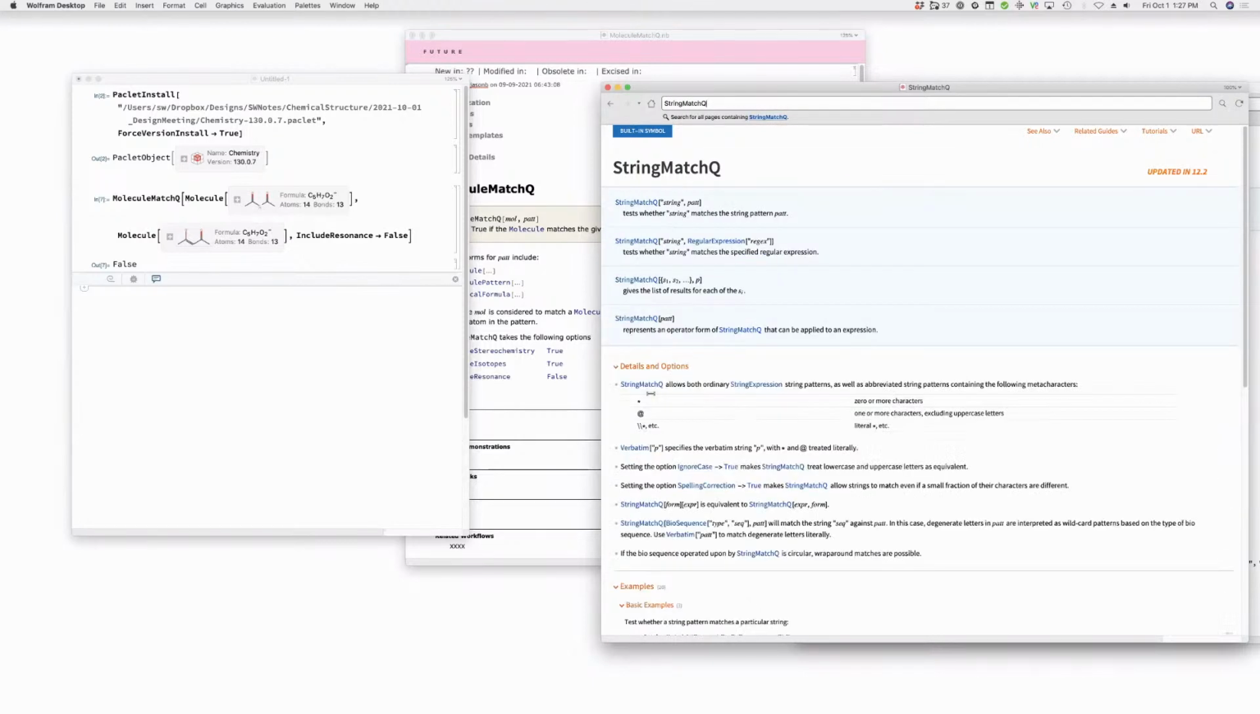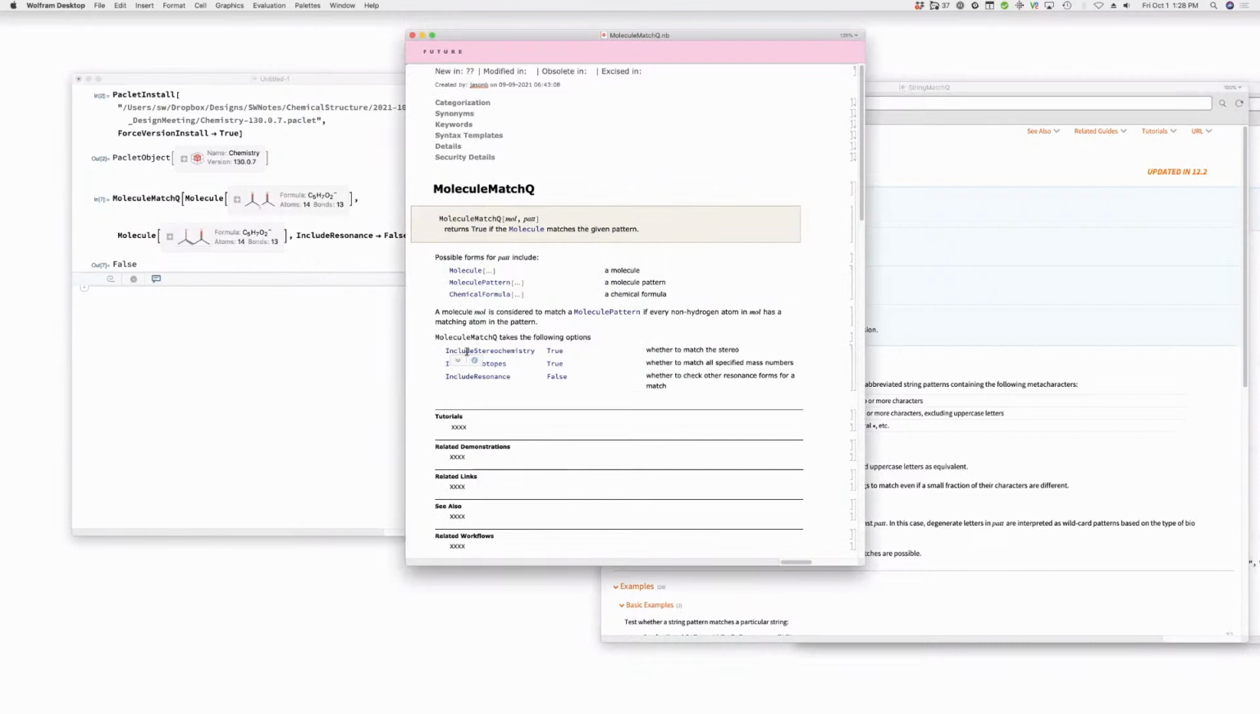Okay, so string match queue has ignore case, and then it has spelling correction. Right, arrow true, which means whether it does spelling correction as part of string matching. So, I think it would be much clearer if it said ignore, if I'm not mistaken, what it means is ignore stereochemistry. The molecules match even if their stereochemistry is different, correct?